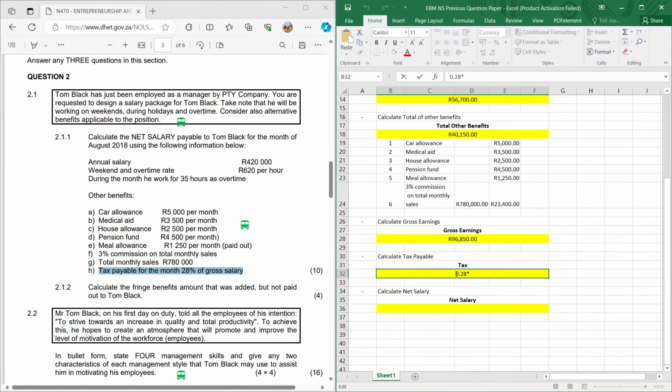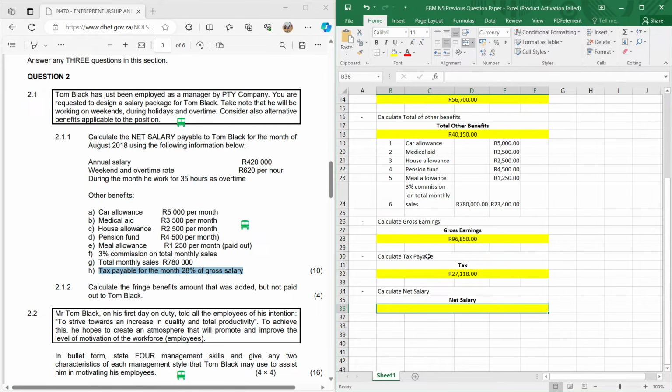Oh, I forgot the equal sign over here. Equal sign multiplied by this, and then you will get this amount, which is 27,118. This is going to be the deductions from this amount, right? And that basically explains how we get the net salary. You have to deduct the overall deductions.